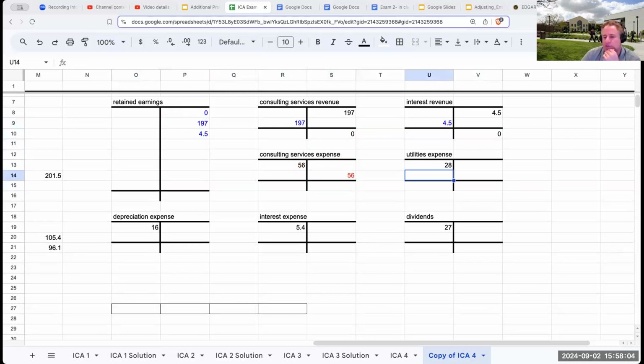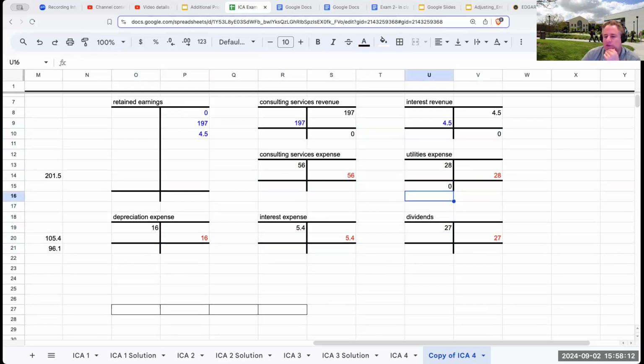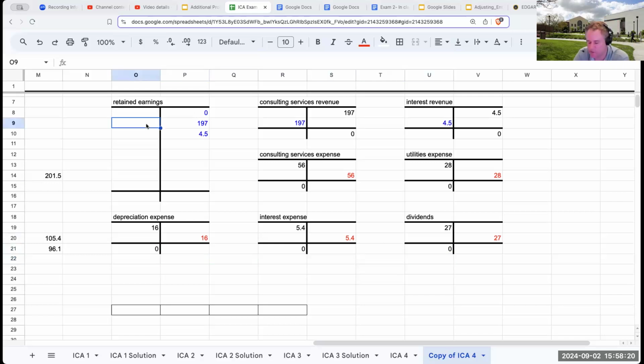Consulting services expense, utilities expense. To make all of these accounts go to zero, I need to credit these accounts. When I credit these accounts, they all go to zero. But for every credit, I need a debit. So what I'm going to go ahead and do is debit retained earnings for the consulting services expense, the utilities expense, the depreciation expense, the interest expense, and lastly for dividends.